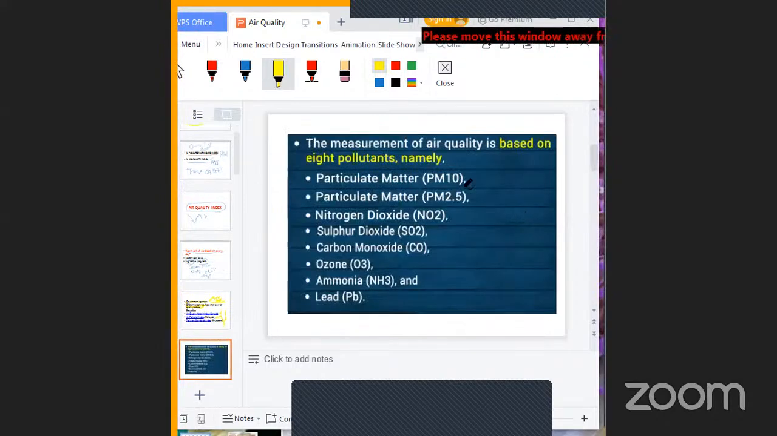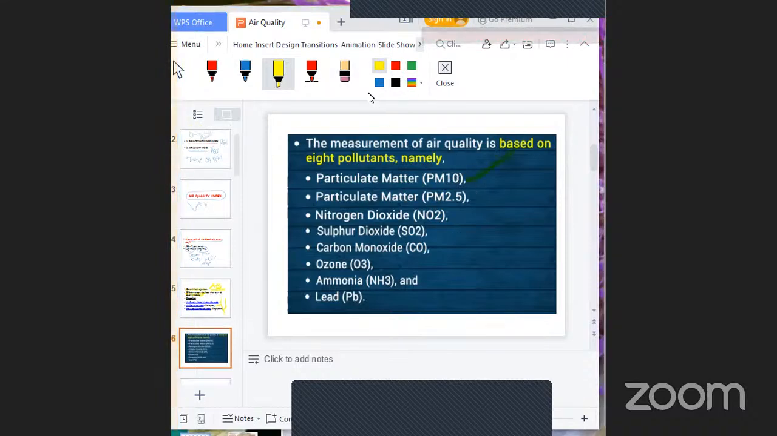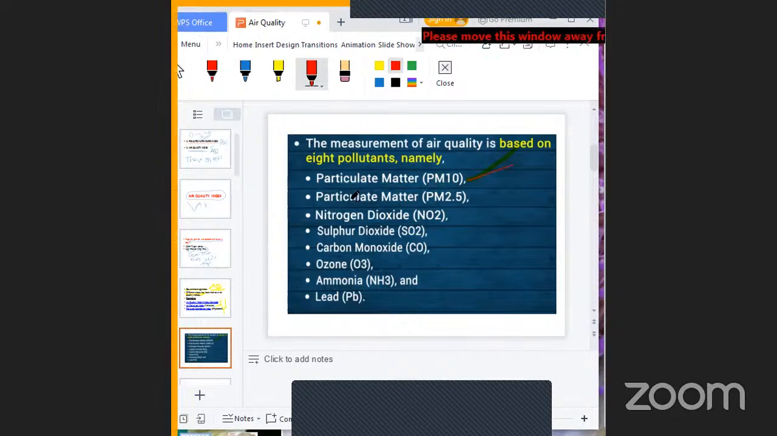The air quality is basically based on the level of pollutants in the environment, right? So which pollutants are included in the air quality index? The measurement of air quality is based on eight pollutants. The first one is particulate matter, that is PM10, and particulate matter PM2.5, and nitrogen dioxide, sulfur dioxide, carbon monoxide, ozone, ammonia, and lead.